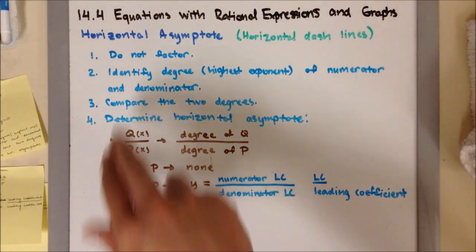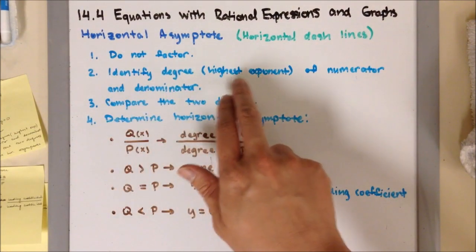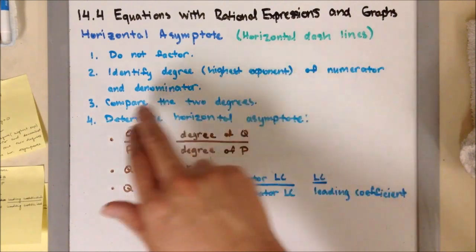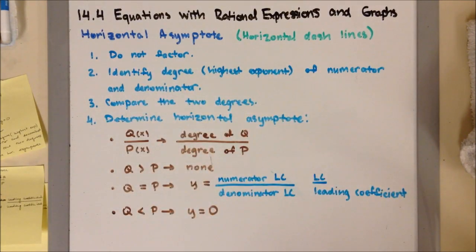Step 2, identify the degree, the highest exponent, of the numerator and denominator. So you need to look for two exponents, the highest exponent in the top and the highest exponent in the bottom of the rational expression.